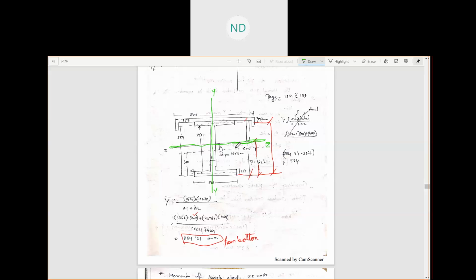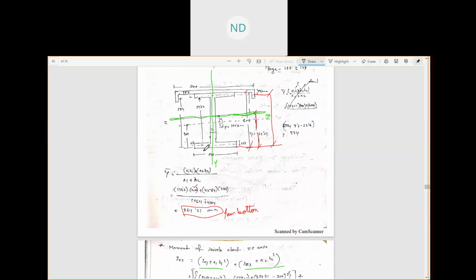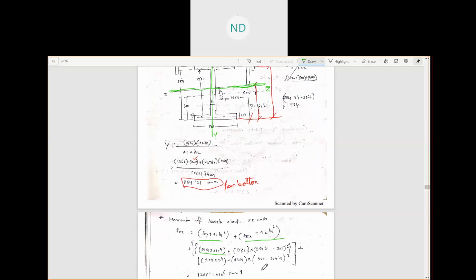So how much is that? That will be 364.21, which is the CG of the entire built-up member, minus 300, the half of the depth of the I section. That gives us H1. So H1 square is 364.21 minus 300, squared.